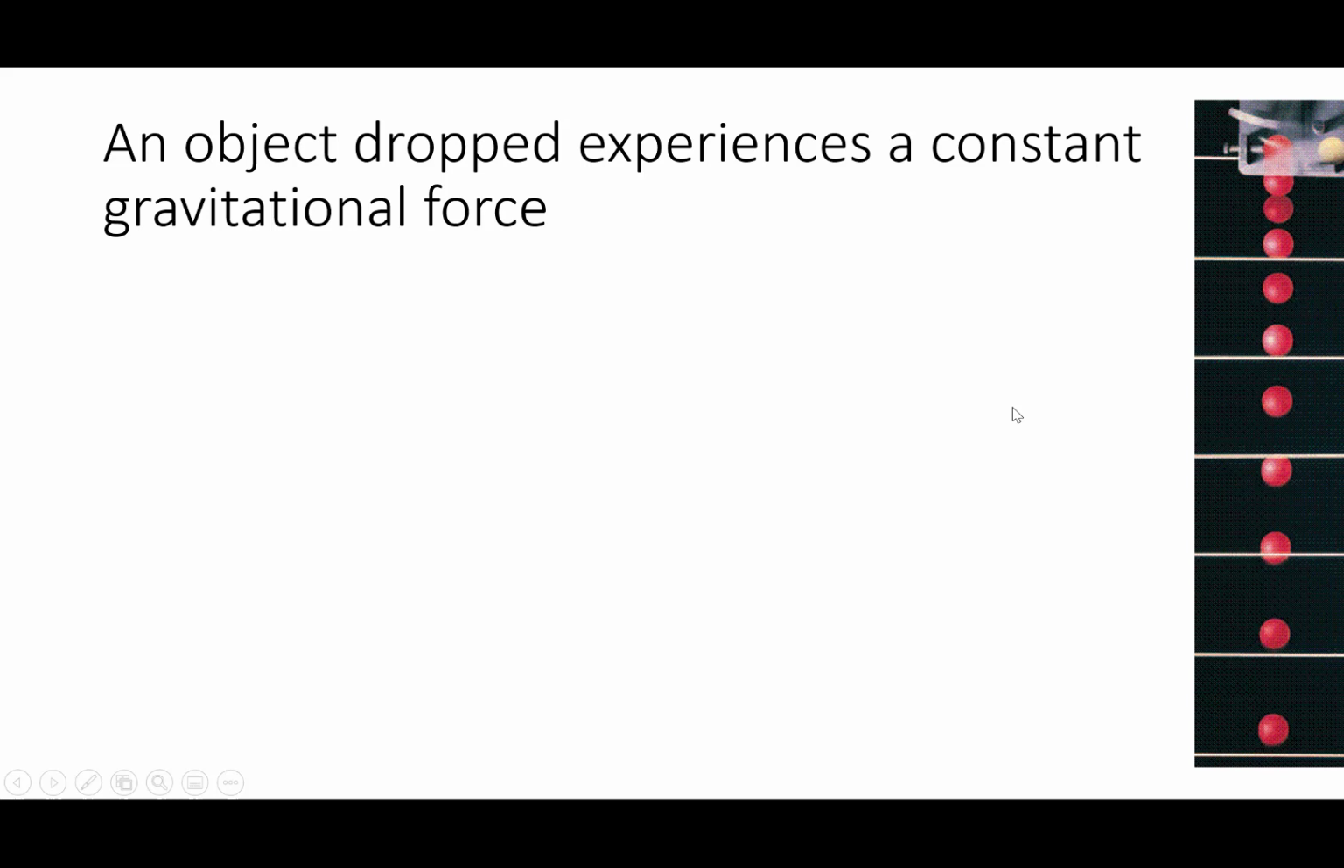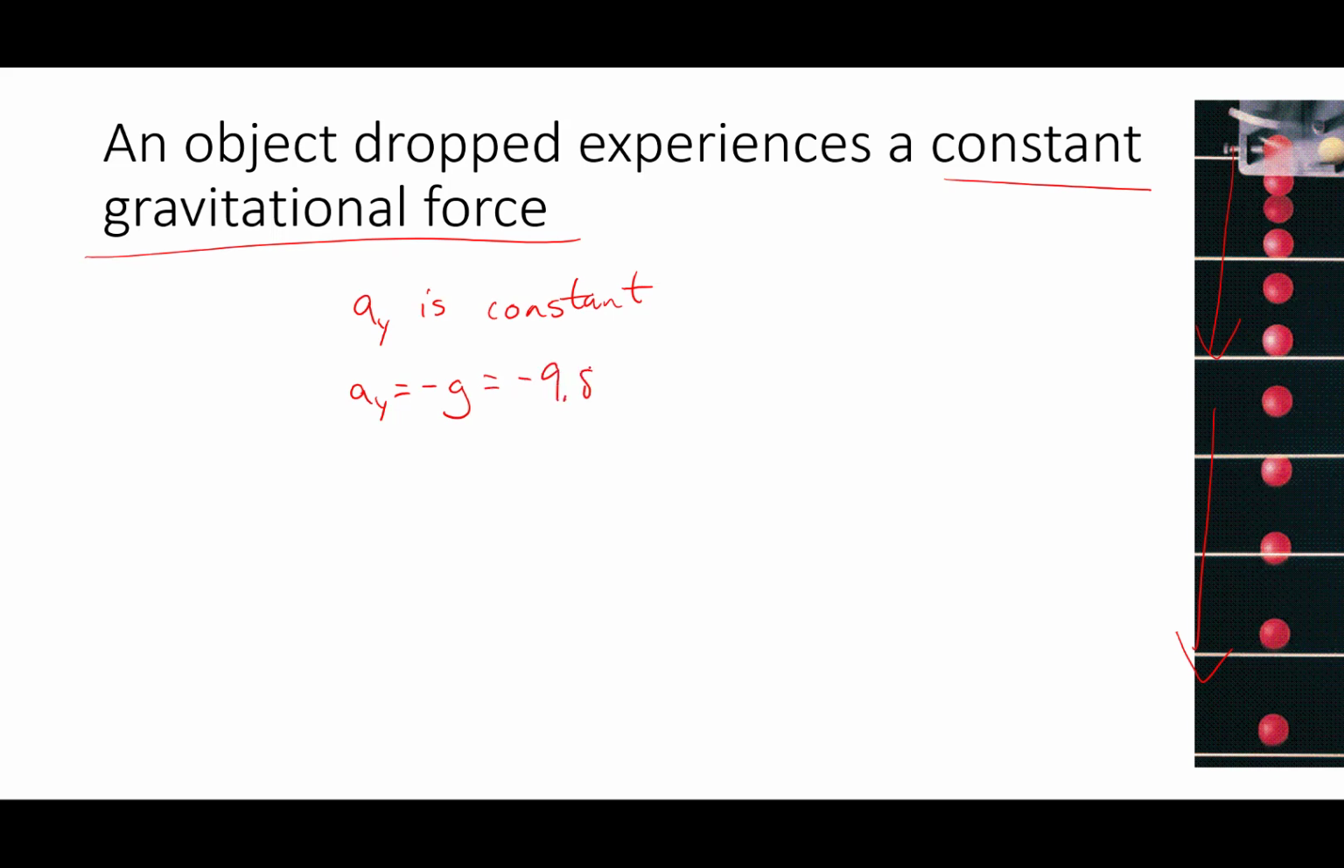We also want to think about the vertical motion. So if we think about an object dropped near the surface of the Earth, it experiences a constant gravitational force, a constant acceleration. We can see that with this red ball that's dropped. It falls, but as it falls, its velocity increases. So we would say ay is constant. And on Earth, ay is just going to be equal to negative g Earth, which is negative 9.81 meters per second squared.